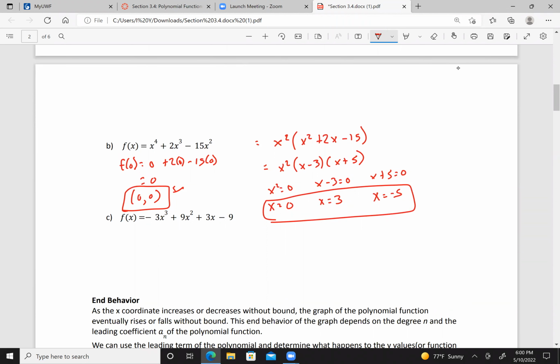Okay, so let's look at another one here. Again, finding the y-intercept, we let x equal 0. We get negative 3 times 0 plus 9 times 0 plus 3 times 0 minus 9, and we get negative 9. So we have 0, negative 9. That is my y-intercept.